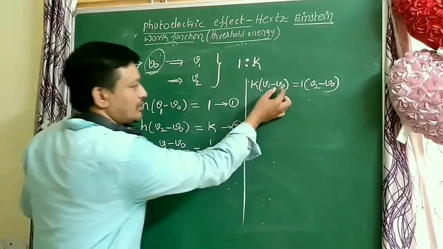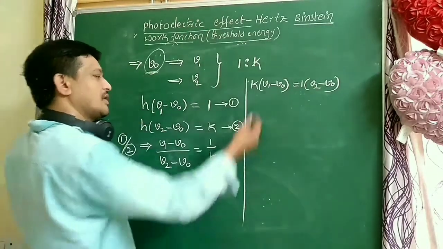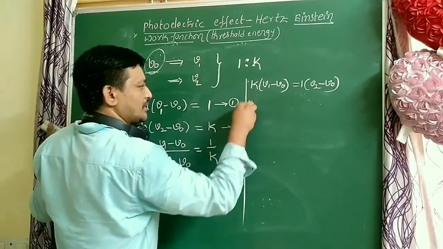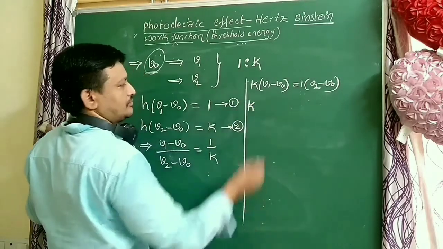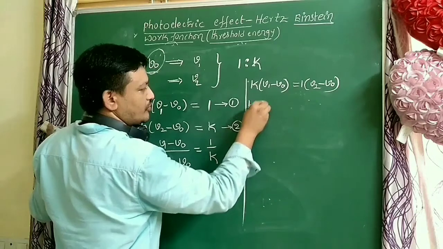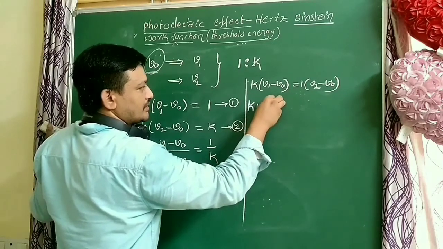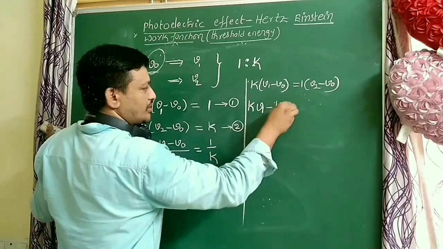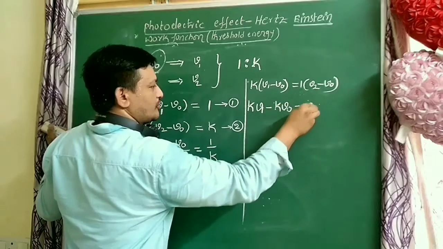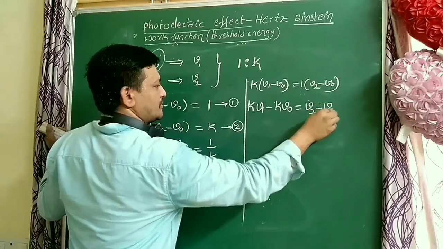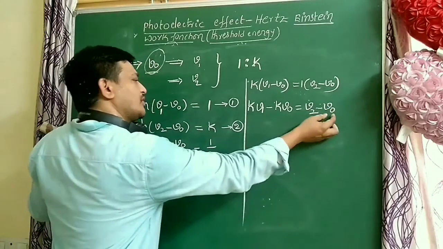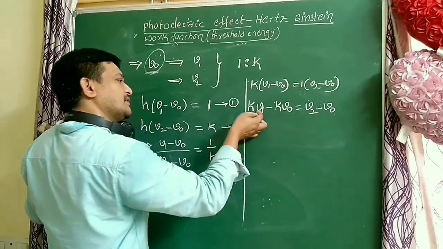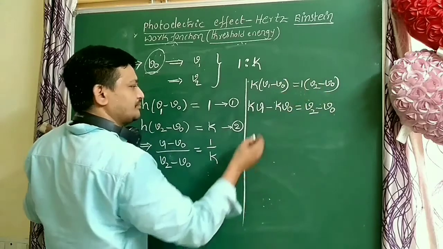So I want now the mu naught value. So I have to multiply k into mu1 minus k into mu naught, that is equal to mu2 minus mu naught.